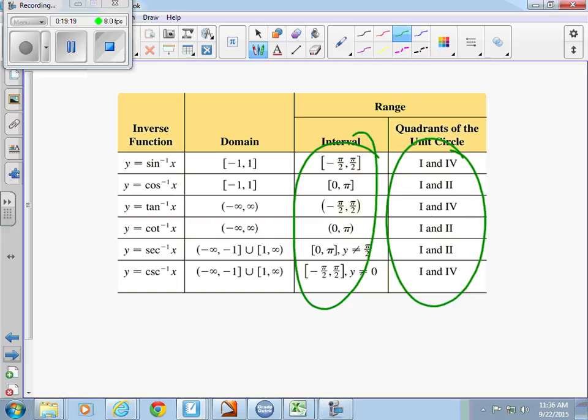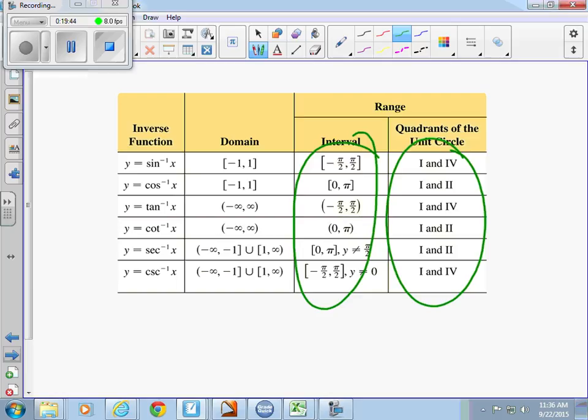If I were memorizing these, I might group them together. Sine, tangent, and cosecant are all defined in 1 and 4. Cosine, secant, and cotangent are all defined in 1 and 2. So you could kind of group them in threes. Somehow you need to know which quadrant of an answer to give.